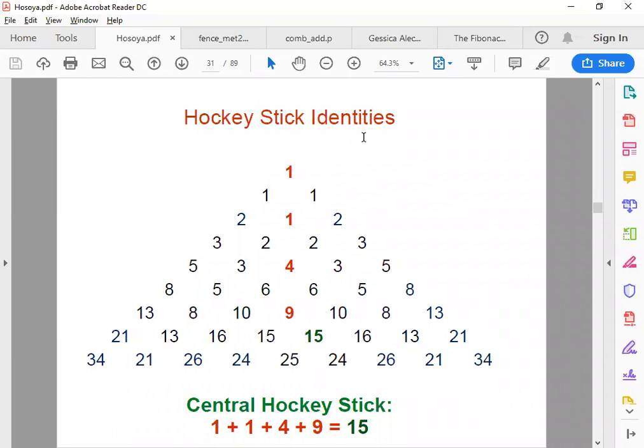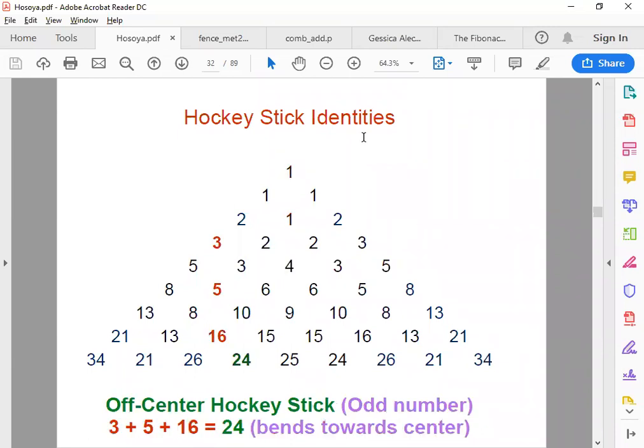Doesn't matter whether I move the hockey stick to the right or to the left, I'm going to get 15. Right? If I do an off-center hockey stick, let's see here, like 3 plus 5 plus 16. Do I bend to the right or do I bend to the left? Well, if you have an odd number of terms that you're adding, you bend towards the center of the triangle. So 3 plus 5 plus 16 is 24. You bend towards the center.